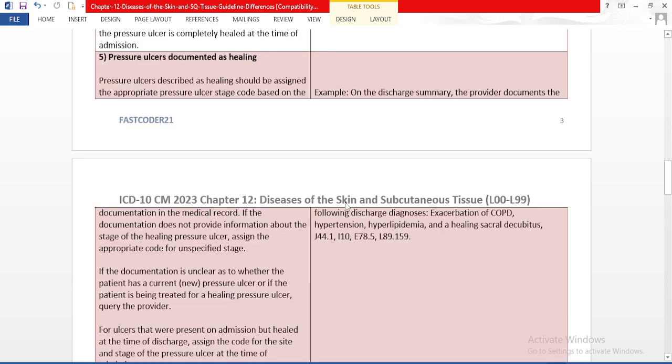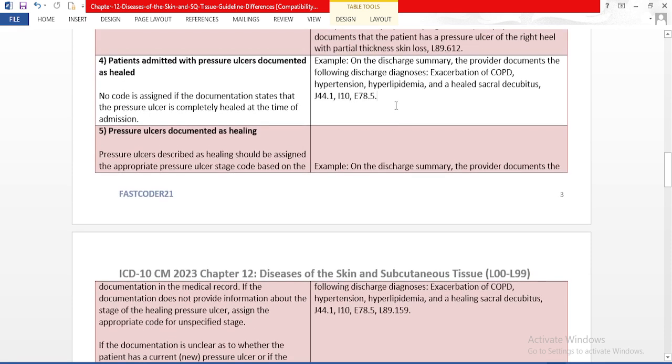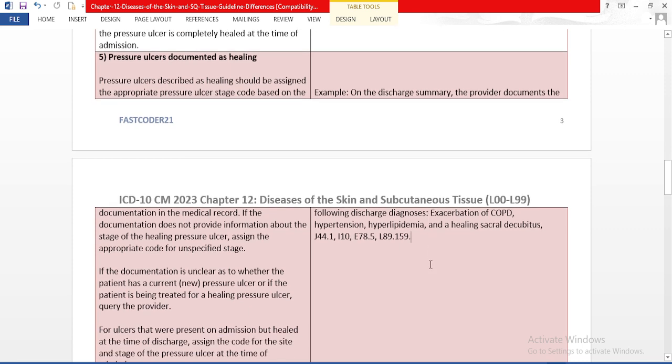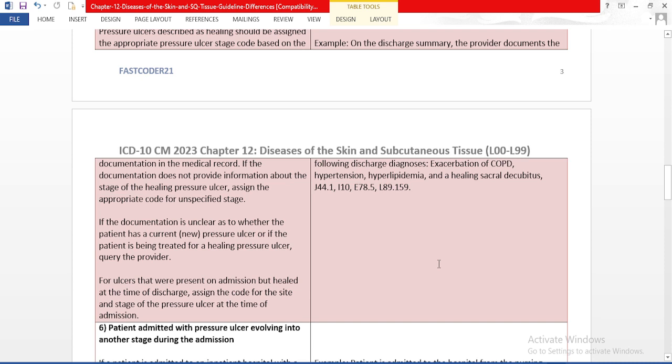So we have an example here. On the discharge summary, the provider documents the following discharge diagnoses: exacerbation of COPD, hypertension, hyperlipidemia, and a healing sacral decubitus. Previously we had not coded a healed sacral decubitus, because as per the guidelines, we can't code if the physician documents a healed pressure ulcer. But in this example, the physician has mentioned healing sacral decubitus. So here we need to code L89.159 for healing sacral decubitus ulcer.